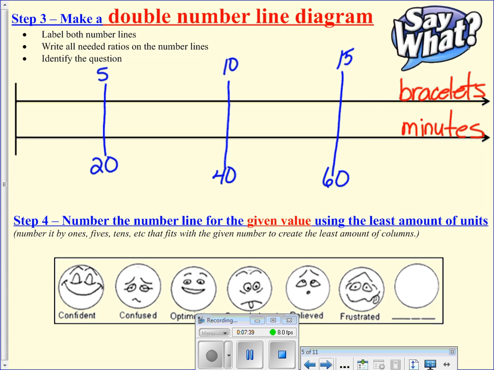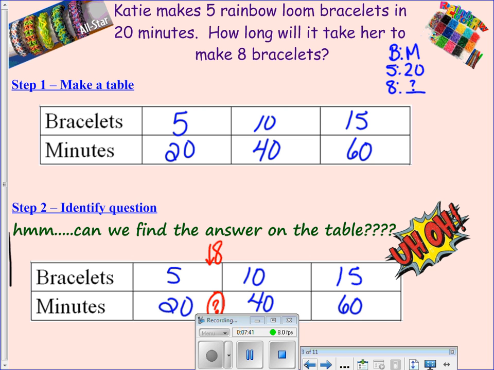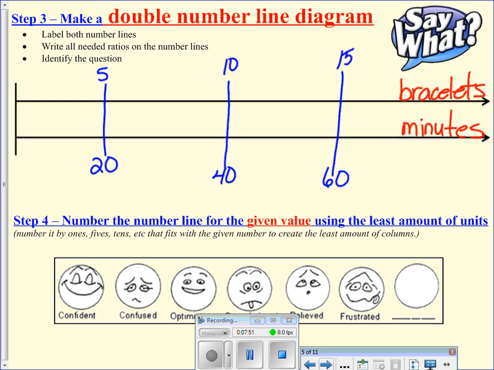See here, it's in red, given value. So what was given to us? The 8, which represents the bracelets. So let's put that 8 here on our number line. So let's see, I could do 5, 6, 7, 8, 9.